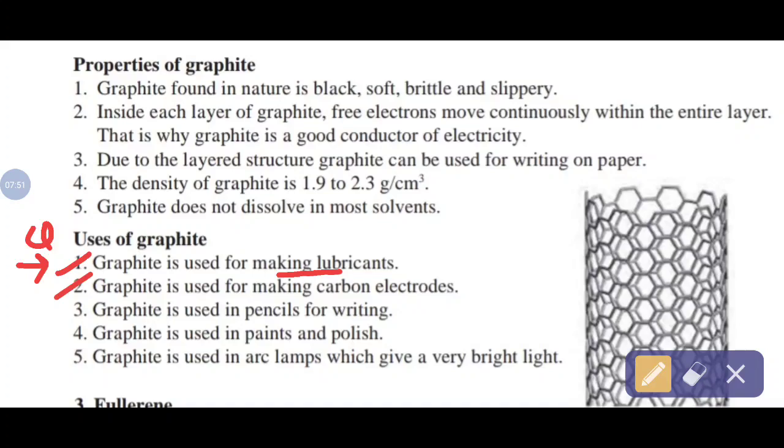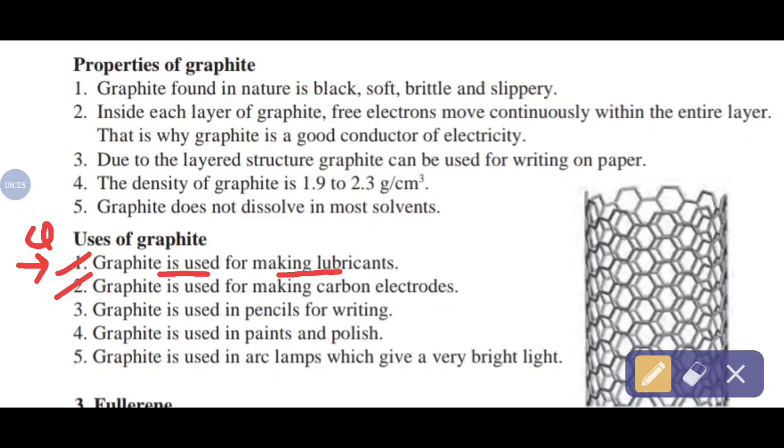Lubricant means what? For example, what we put in the chains of vehicles like a bicycle or any other vehicle, we put oil or grease. Clear? Due to that, the wheels easily move about the axle. Easy working occurs. For that purpose, graphite is used for making lubricants.